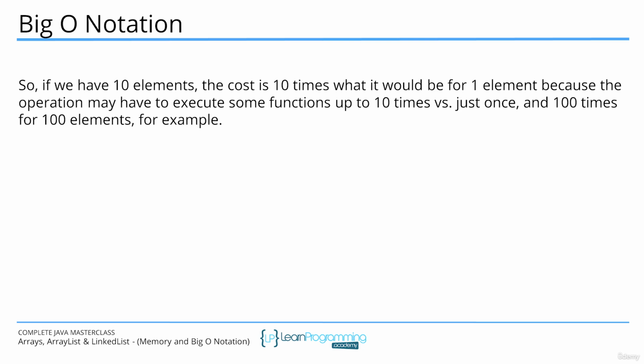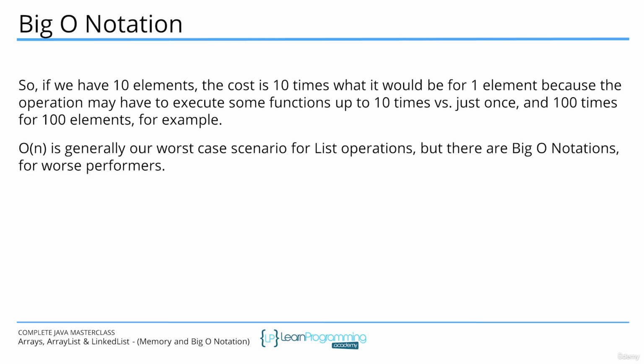So if we have 10 elements, the cost is 10 times what it would be for one element, because the operation may have to execute some functions up to 10 times versus just once, and 100 times for 100 elements, for example. O(n) is generally our worst case scenario for list operations, but there are big O notations for worse performers. We won't be talking about exponential growth or nonlinear growth yet, since it's not relevant to our discussion here.